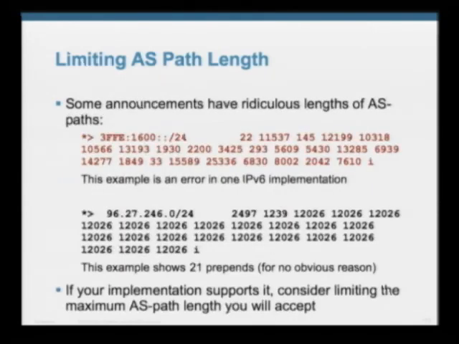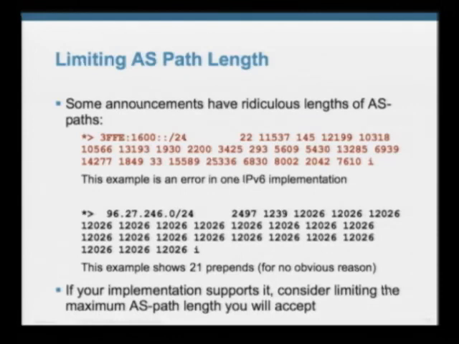But here are some historical ones. 3FFE, the V6 folks here will recognize that as a former 6-bone address. This one was caused by an error in a BGP implementation for V6, and you can see a massively long AS path here. And this one, here's a 21 prepend, but it's still the best path. So obviously somebody thinks if they do a really whoppingly big prepend, it'll become really unimportant.